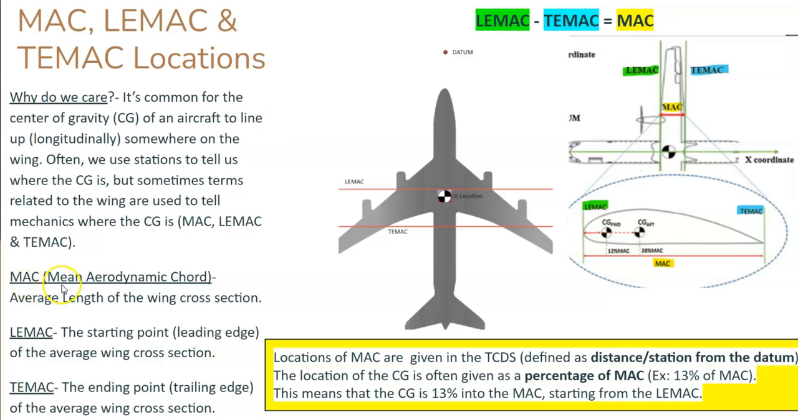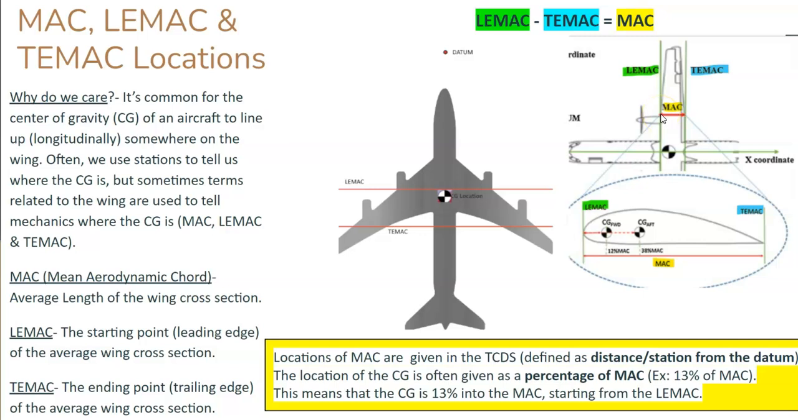So MAC means the mean aerodynamic chord. Mean, which you may know from math, means the average. Aerodynamic chord basically means the length of the cross wing section. So let's look at this diagram over here. You're going to notice that we're looking at an aircraft from above, and that we have the MAC right here, which is the width of the wing.